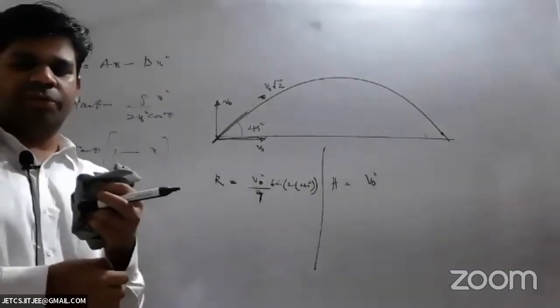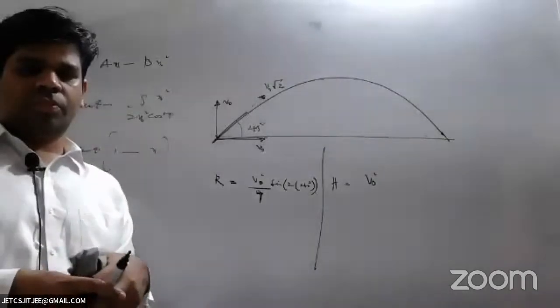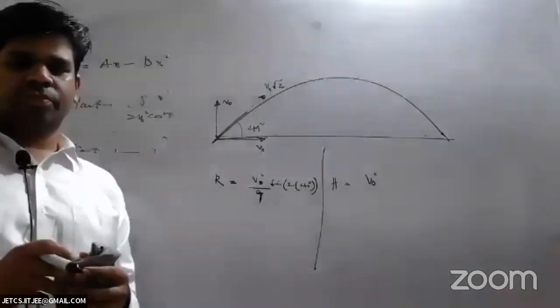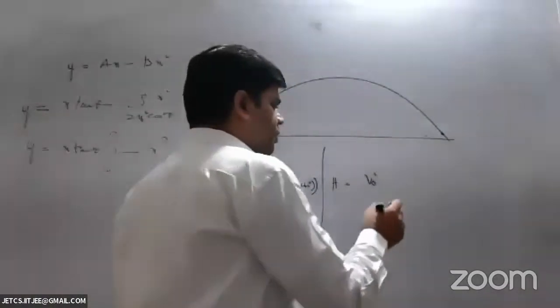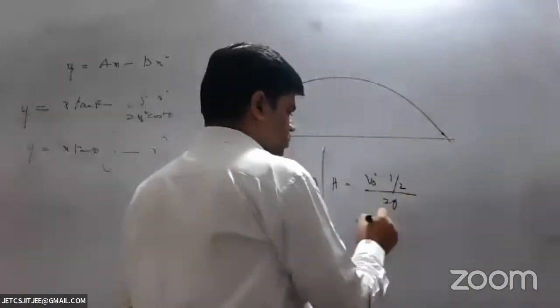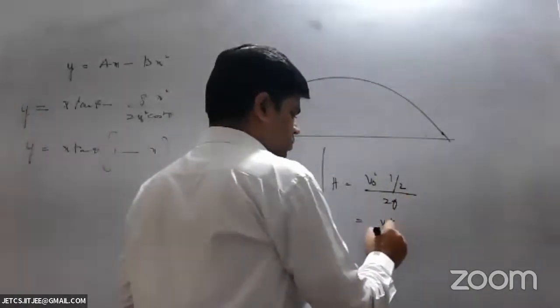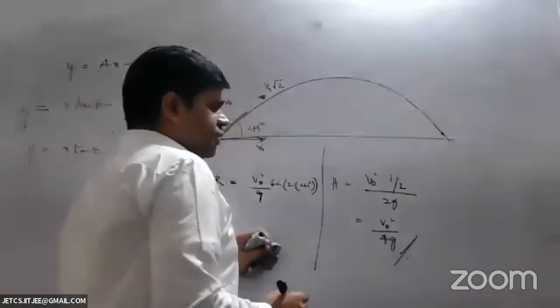Students, when theta is 45, what is sine square theta? Simple. Sine theta is 1 by root 2. Sine square theta is 1 by 2. So v naught square by 4g.